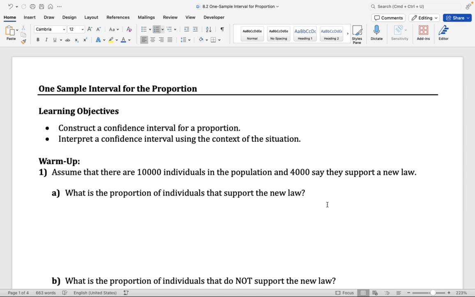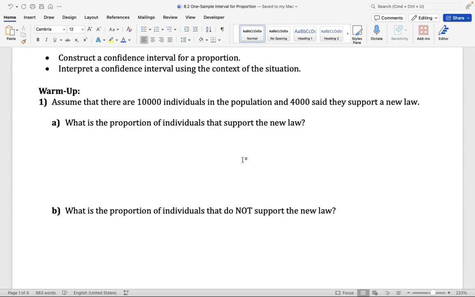Now, before we try to construct confidence intervals for proportions, it is really important for you to recognize that you do know how to calculate proportions. This is something that we did when we were talking about probabilities. Here I have a warm-up to help you recall how we calculate proportions. Assume that there are 10,000 individuals in the population and 4,000 said they support a new law. Can you find the proportion of individuals that support the new law? And can you find the proportion of individuals that do not support the new law?